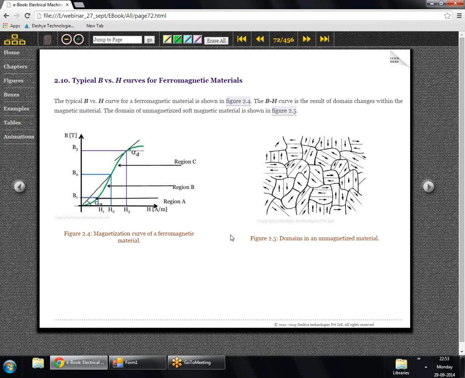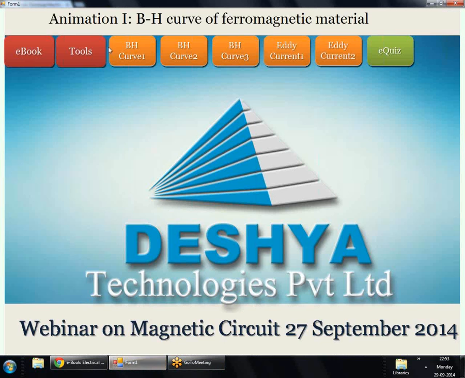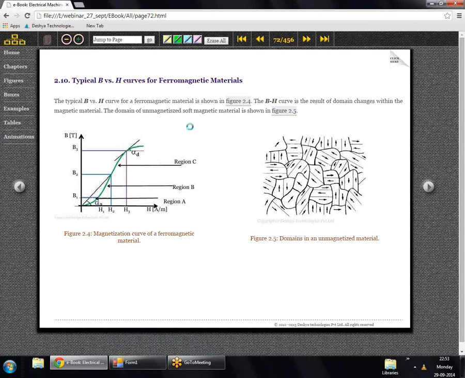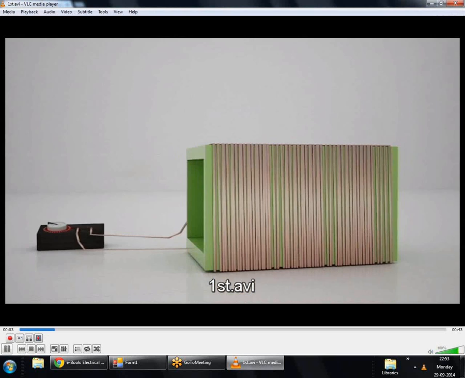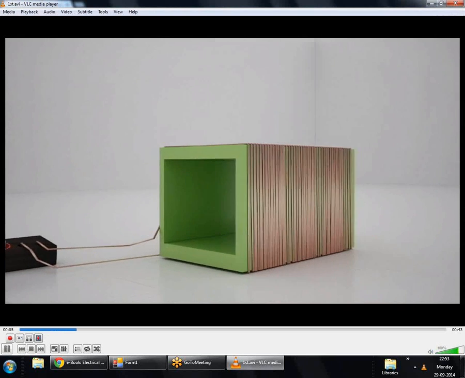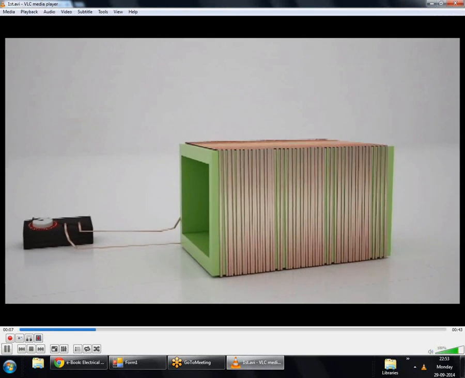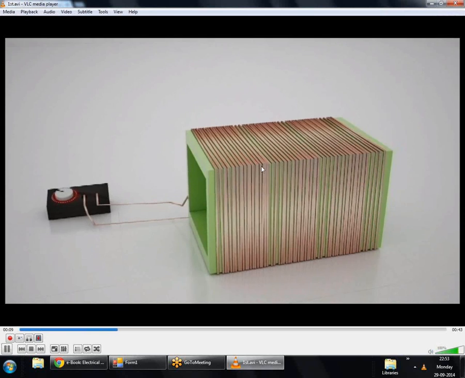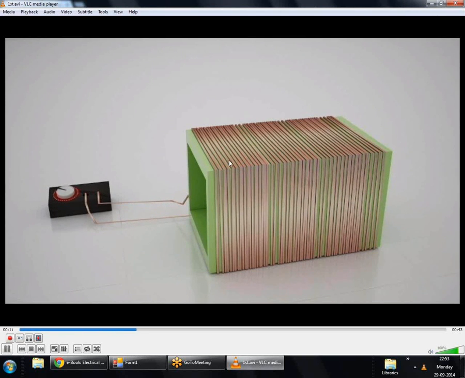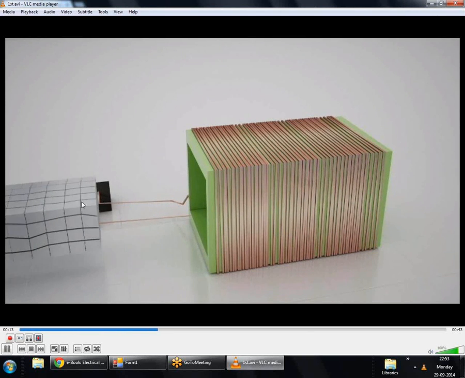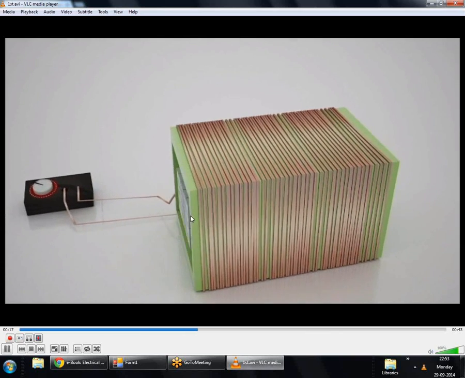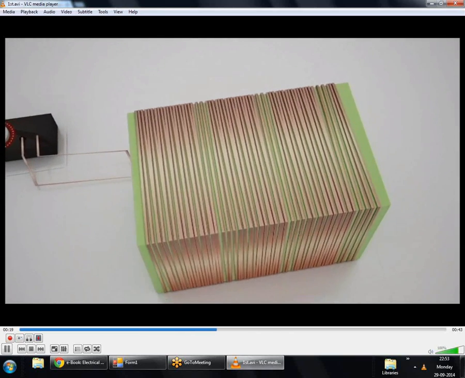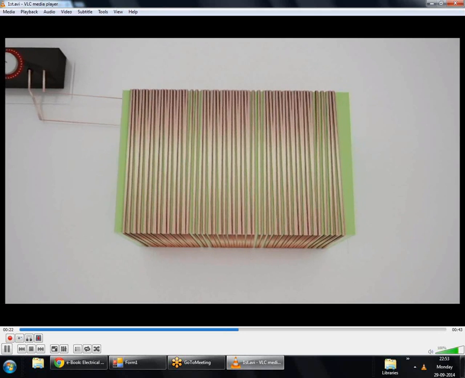Now to understand this magnetizing curve or the BH curve, we will have a look at the animation. So in this animation, we will try to explain the BH curve. So here we show a magnetizing fixture. It has a large number of turns made up of copper, and this copper coil is connected to a current source. Now here we see that a test material has gone inside our measurement fixture.